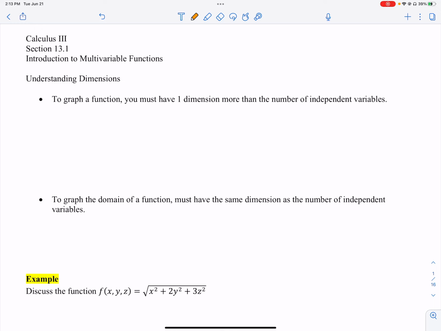In this video, we'll begin our discussion of section 13.1. This is our introduction to multivariable functions. We are going to start moving into three dimensions with just an x, y, and z, and start talking about graphing, and then we're going to start doing calculus in three dimensions.